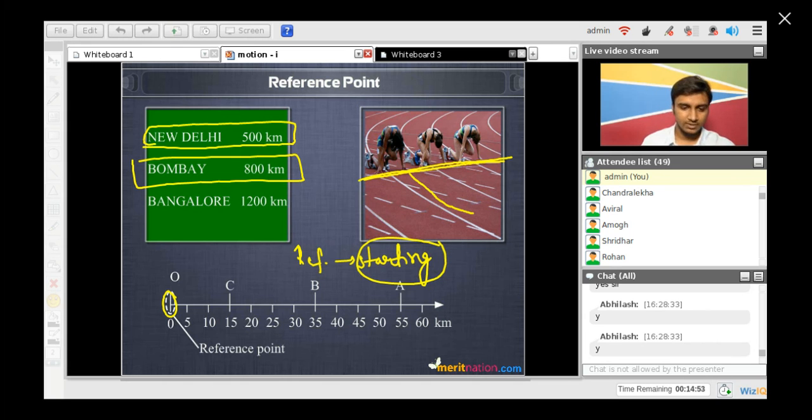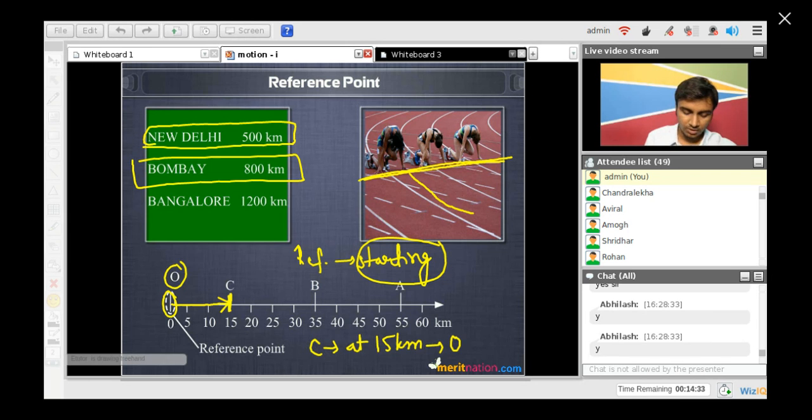Okay, so let's say the reference point is at this point O. If O is the reference point, then point C is at distance 15 from O. So distance is very important with respect to the reference point. That point C is at 15 kilometers of O, or B is at 35 kilometers of O. So O is taken as the reference point. Now from C to B, it is 20 kilometers, that is 35 minus 15. So if C is taken as the reference point, then from C, B is at 20 kilometers.